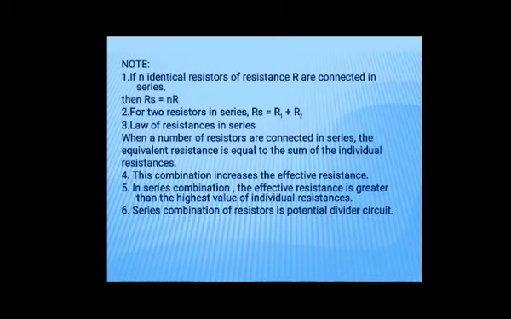When two resistors are in series, then Rs is equal to R1 plus R2. If n identical resistors of resistance R are connected in series, then how will you write? Rs is equal to R plus R plus R plus so on to n. So Rs is equal to n times R.